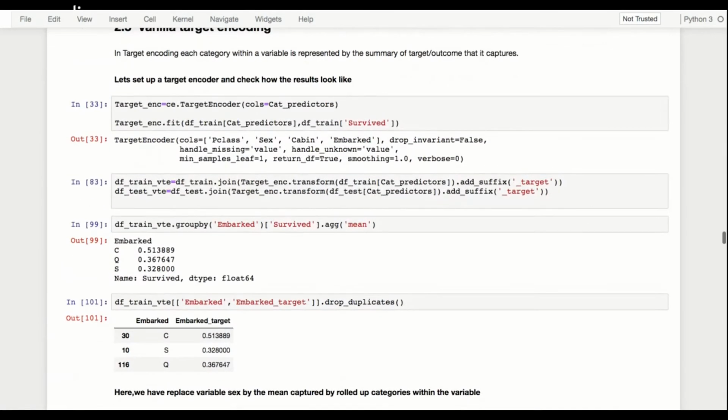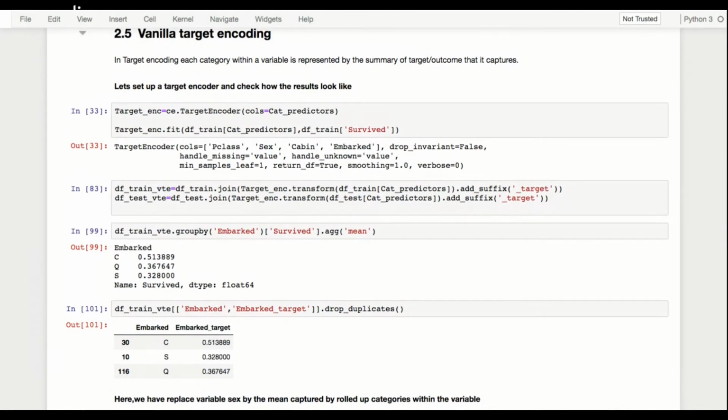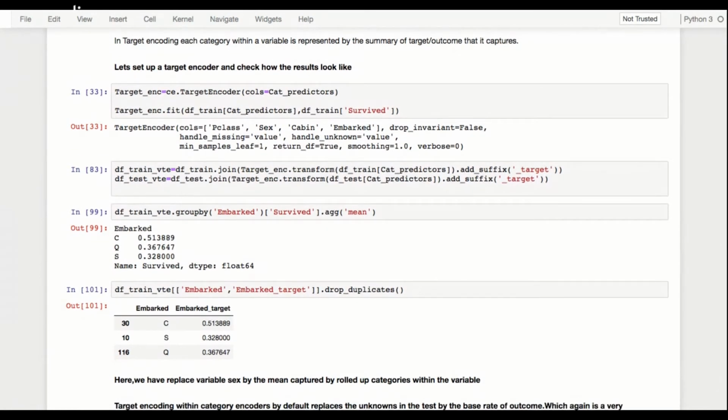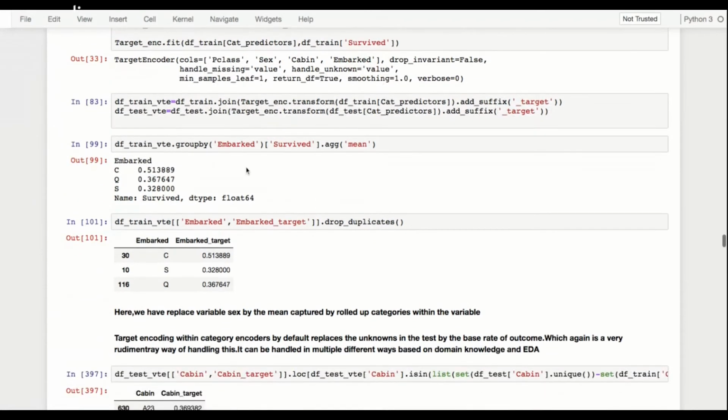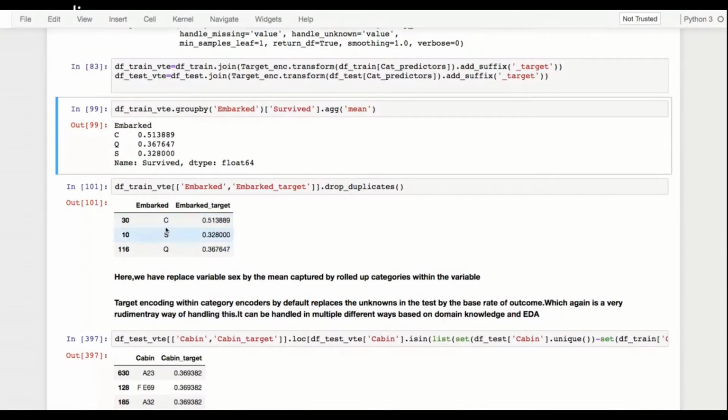Vanilla target encoding, another really popular encoding technique. What you do is, for each of the categories within a variable, you replace the corresponding category by the mean of the outcome. So for example, again, taking the example of port of embarkation, for C, Q, and S, these are the corresponding survival rates of the passengers who had the port of embarkation as C, Q, or S. And what we have done is, in both training and test data set, we have replaced these by this corresponding survival rate.